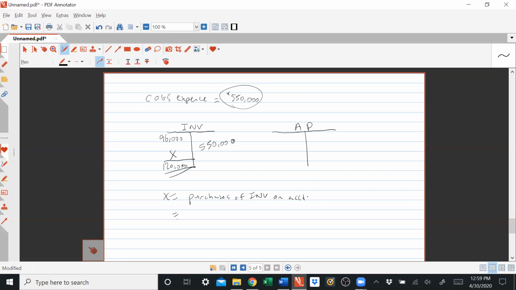And it would equal, let's see, 96 minus 550 plus X equals 120. So X equals 120 minus 96 plus 550. Or what? 24 plus 550. 574. So we made $574,000 of purchases of inventory on account. So debit inventory, credit accounts payable.